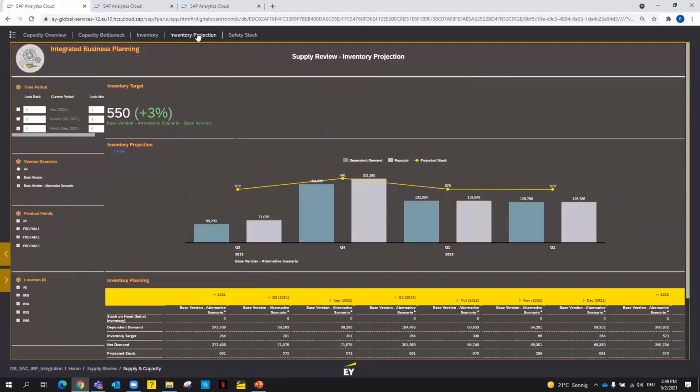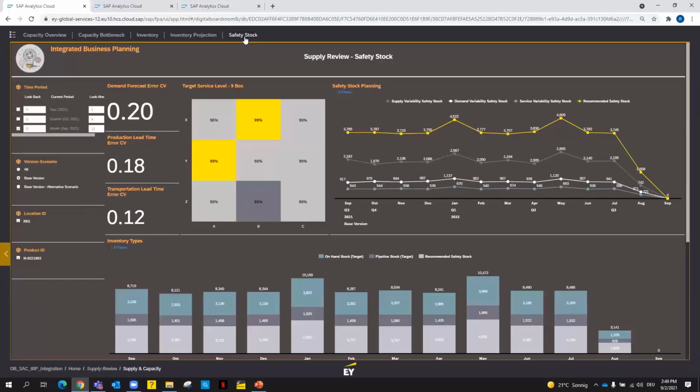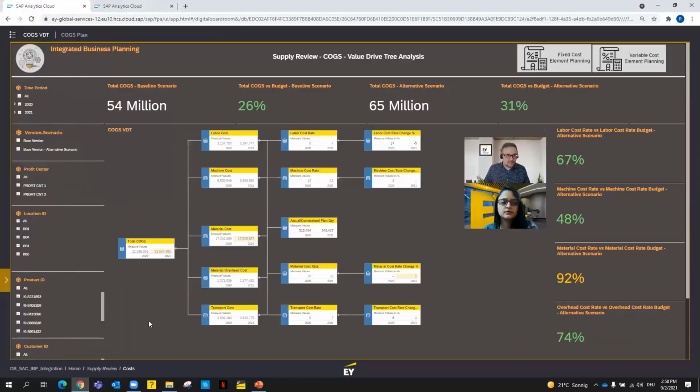Further on, to get more insights about planning your cost, we populated the inventory projection and as well a plan for your safety stock. So all of those elements together were on purpose and deliberately integrated to get more insights to finalize a planning in SAC, a planning of our costs.